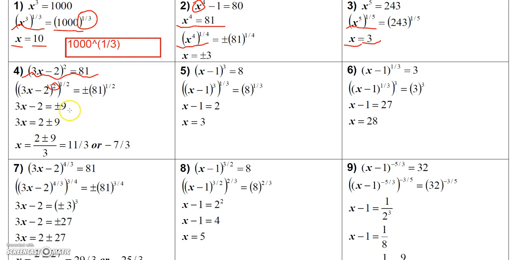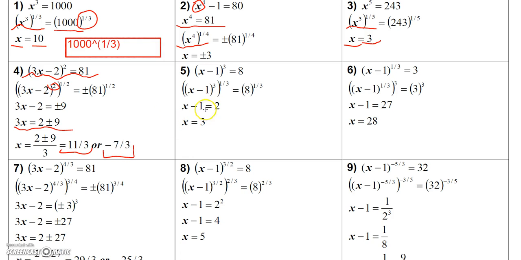or minus 9, and then I can add 2 to both sides to try to isolate the x. So add 2 to both sides, and I get 3x equals 2 plus or minus 9. And then divide both sides by 3, so I get 2 plus or minus 9 over 3. Well, 2 plus 9 divided by 3 would be 11/3, and then 2 minus 9 divided by 3 would be negative 7/3.